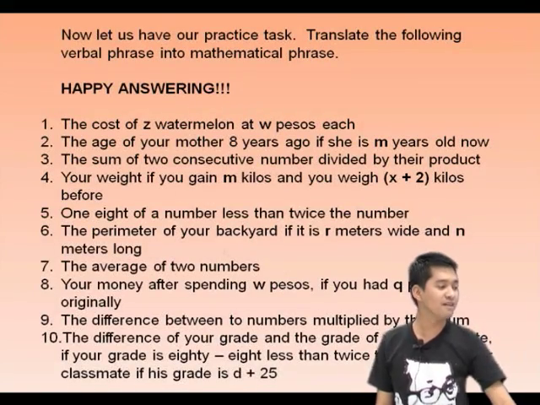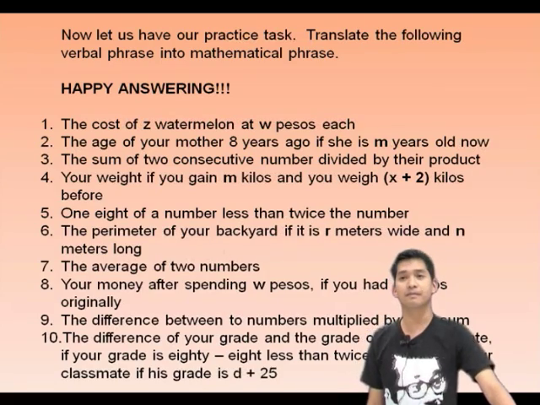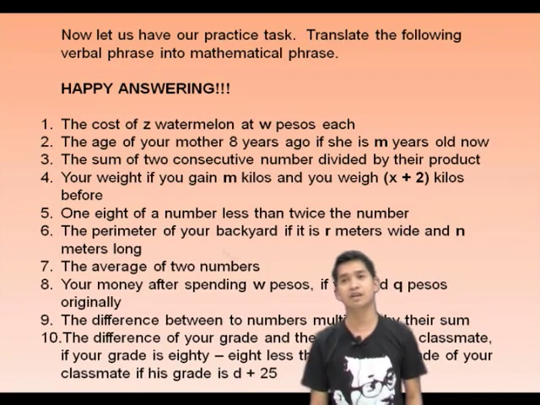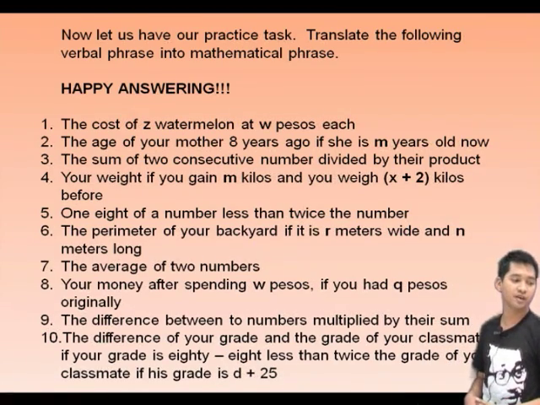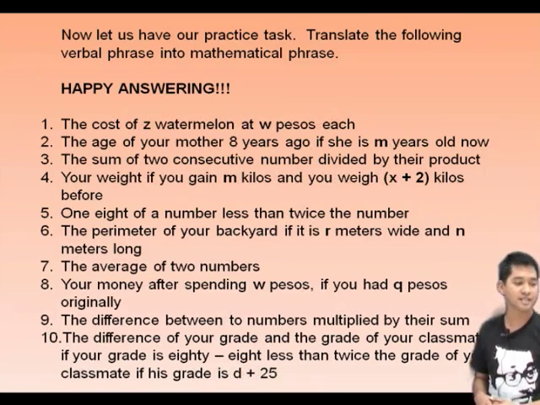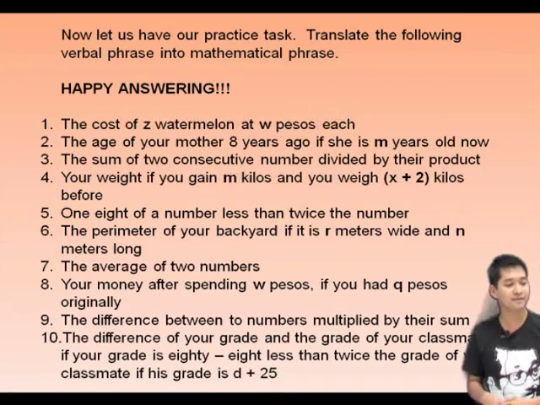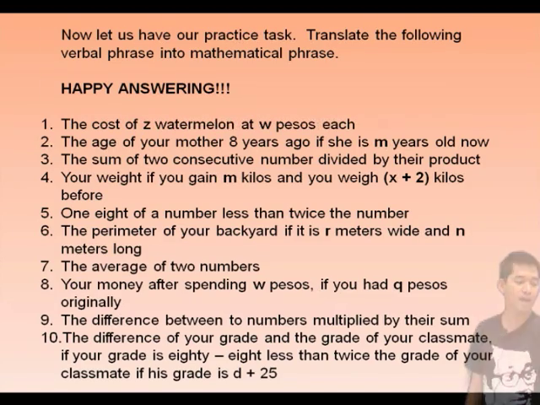Okay, now let's have our practice task. Translate the following verbal phrases into mathematical phrases. Number 1, the cost of z watermelons at 2w pesos each. The age of your mother 8 years ago, if she is M years old now. The sum of two consecutive numbers divided by their product. Your weight if you gain M kilos and your weight was x plus 2 kilos before. 1/8 of a number less than twice the number. The perimeter of your backyard if it is R meters wide and N meters long.